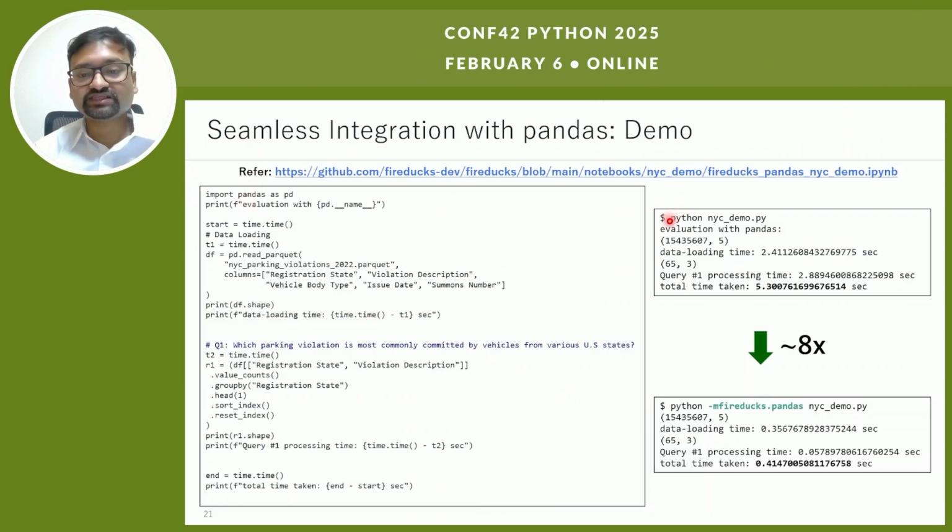Now I simply executed the same program using Python followed by the program name. You can see that the data loading takes around 2.4 and the query takes around 2.8 seconds. Overall, it takes around 5.3 seconds. But to execute the same program with FireDucks, no code change, just add -m fireducks.pandas, and it can be done much faster, almost 8 times faster.